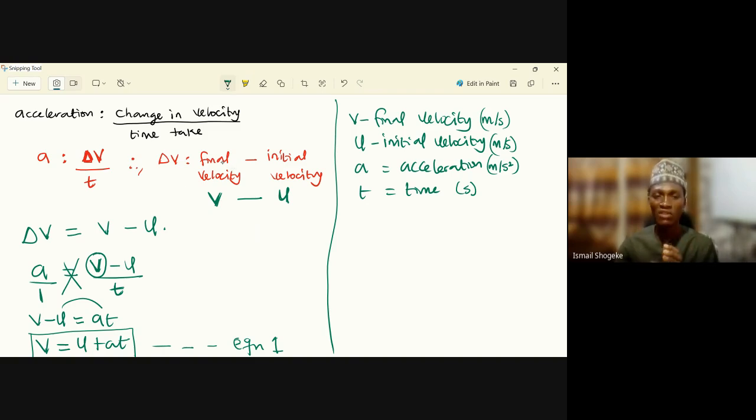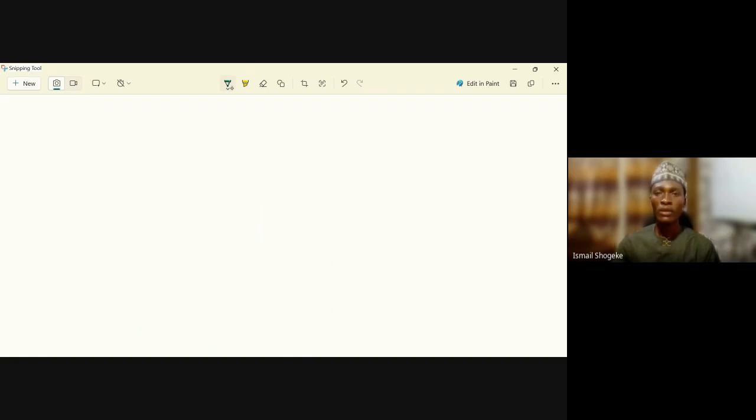Don't forget the first equation of motion is V equals U plus AT. Brilliant. Now, to the second equation of motion, we have from the first proof that V equals U plus AT. This is so clear to us, and it's gotten from the definition of acceleration.